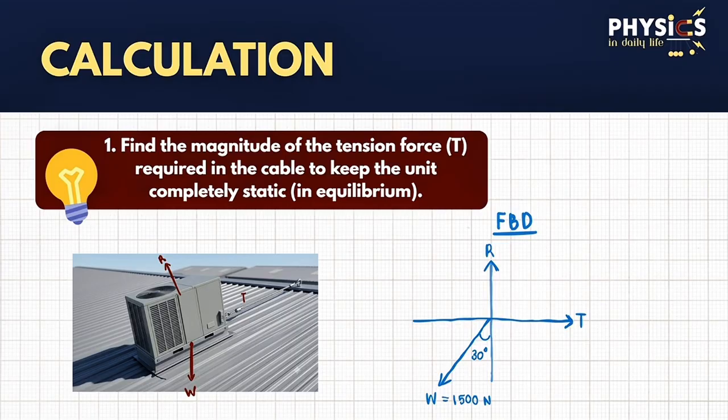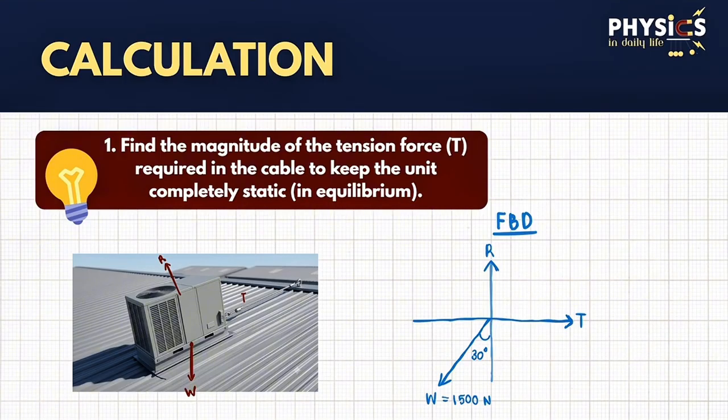There are three distinct physical forces acting on it. First, we have weight, which is W, the force of gravity pulling the unit straight down toward the center of the earth, and the value of W is equal to 1500 Newton. Second, we have normal force, which is R, the pushback from the roof, because a normal force must act at a perfect 90-degree angle to a surface. Since the roof is tilted, this force points up and away at an angle.